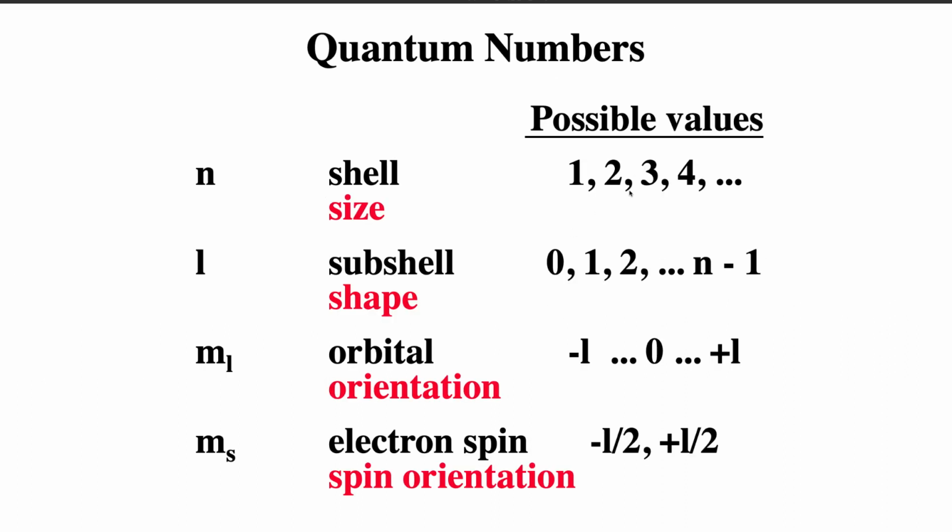And so please make sure you remember the possible values. N goes from 1 to infinity. L depends on the value of N, so it goes from 0 to N minus 1. M sub L depends on L, it goes from minus L through 0 to plus L. And M sub S is either plus a half or minus a half.